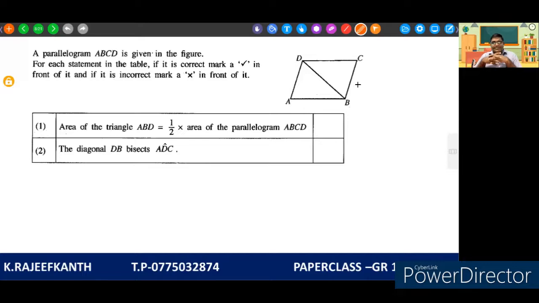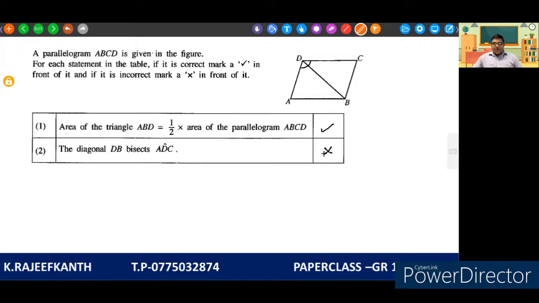So the first statement is area of the triangle ABD is equal to half of ABCD. Yeah, that statement is right, because we know that the diagonal bisects the area. So this area should be equal to half of ABCD. Then the first one is correct. The second one, the diagonal DB bisects angle ADC. Here, this is not a property of a parallelogram. Right?